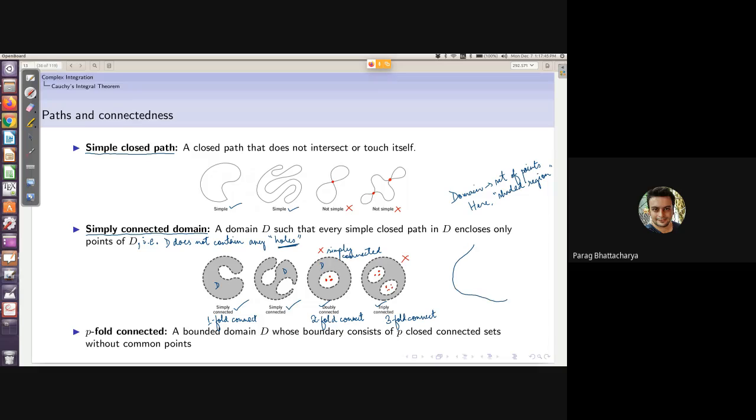So you could have something like this. This is one boundary, this is one, this is one, this is one, and this is one. So how many boundaries? 1, 2, 3, 4, 5. This is five-fold connectedness. That's how you can find out what fold connectedness this domain has. Just look at the number of holes or look at the number of boundaries that it has.